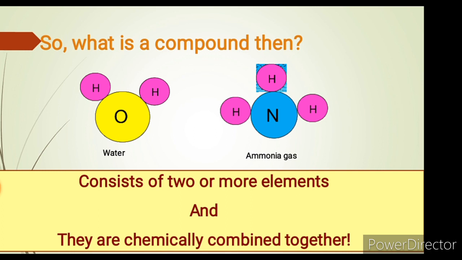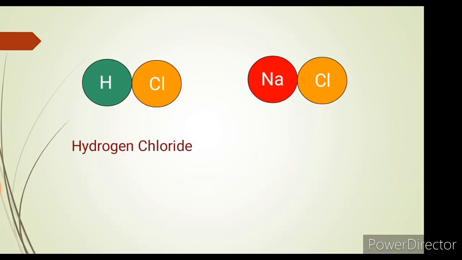In the next example, we have ammonia. This is also composed of two elements. We have three hydrogen and one nitrogen. And they are chemically combined together. That's why they are considered compounds. Another example, we have hydrogen chloride or HCl and sodium chloride, NaCl.